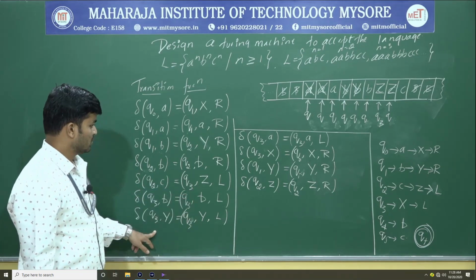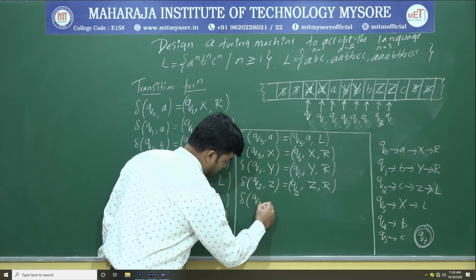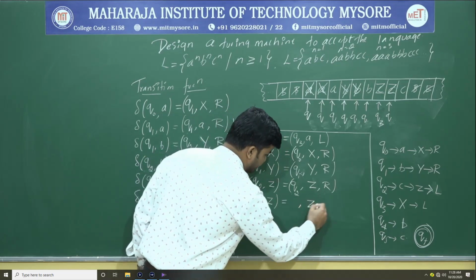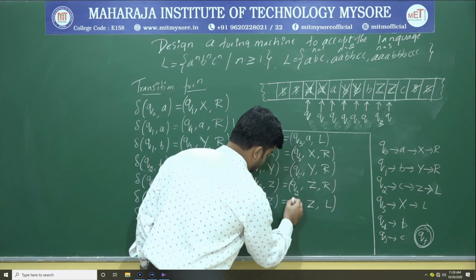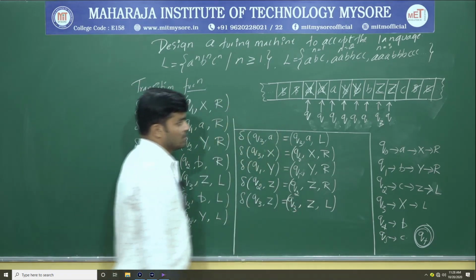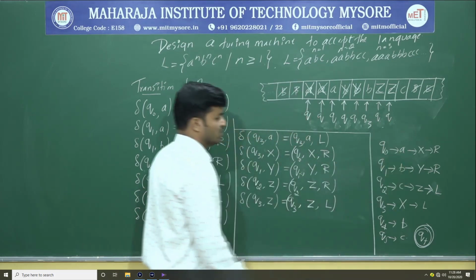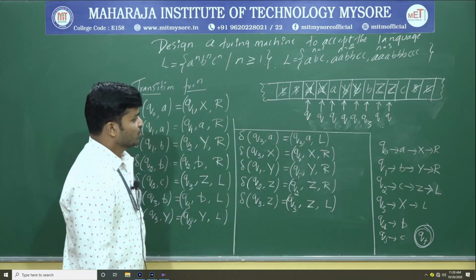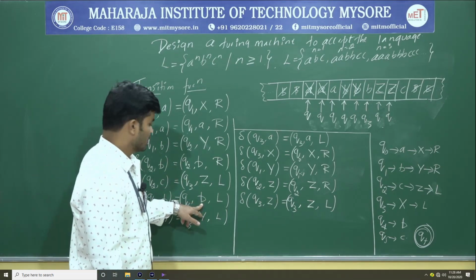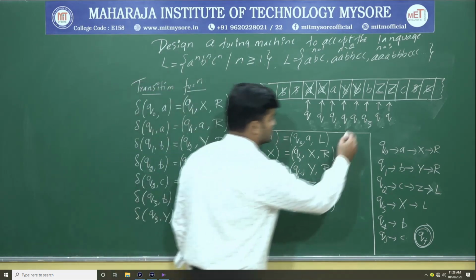Okay, so Q3 upon Z. Q3 upon Z is not written. You write that one. Delta of Q3 comma Z. So we will maintain Z as it is and we will move to the left hand side by maintaining the same state Q3. Okay, so it will come out left hand side with same state Q3. So Q3 upon B. Q3 upon B is already written. So it will maintain B as it is, and it will move to the left hand side with the same state Q3.